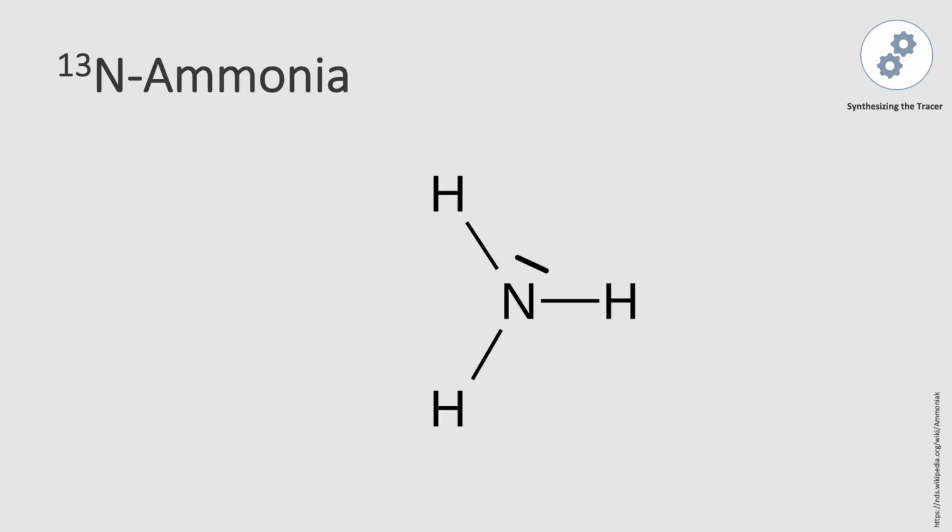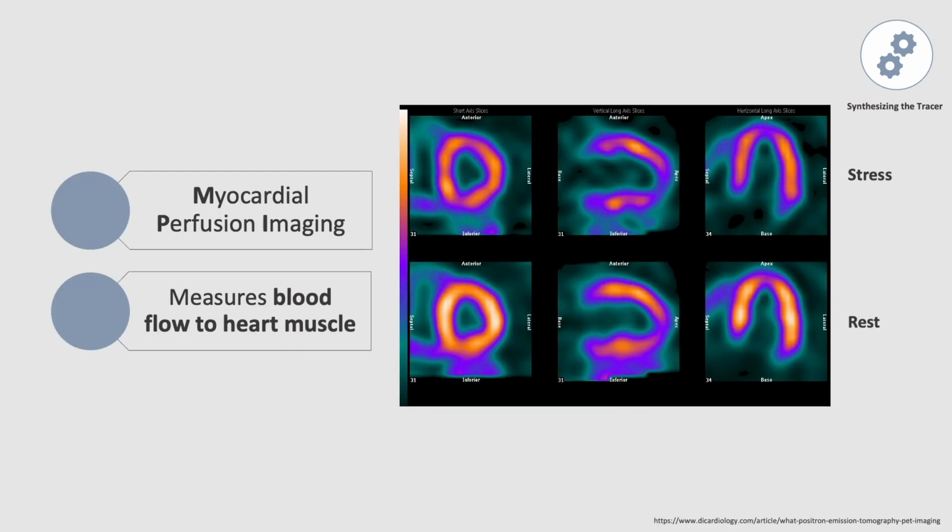Another example of a radioactive tracer is N13 ammonia. That means the molecule ammonia, NH3, is radiolabeled with the radioisotope N13. The radioisotope is circled in red. N13 ammonia can be used for myocardial perfusion imaging, for instance, which is a procedure that measures the blood flow to the heart muscle. Due to its relatively short half-life, it needs to be produced on site.